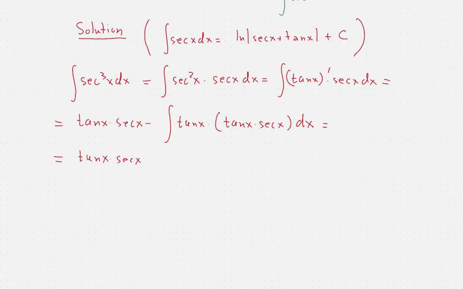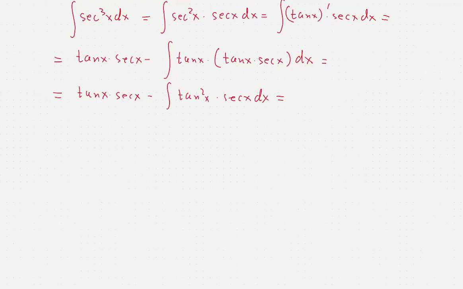And let's recall that the Pythagorean theorem implies that we have sine square of x plus cosine square of x is equal to 1. That's the trigonometric form of the Pythagorean theorem. And if we divide through by cosine square, then we have tangent square of x plus 1 is equal to secant square of x. So now you see that tangent square of x is secant square of x minus 1.